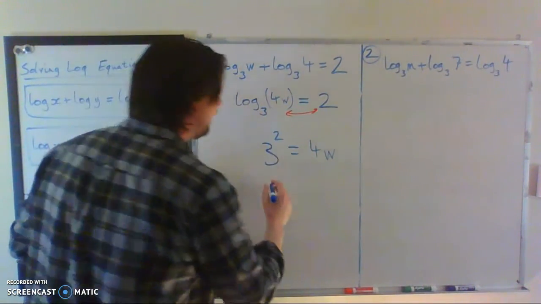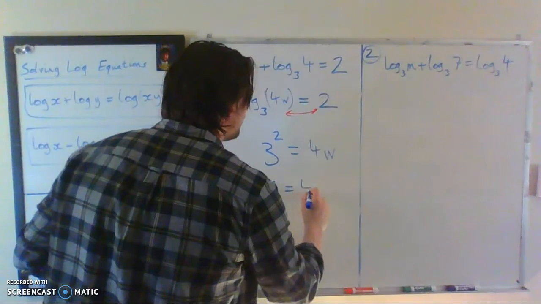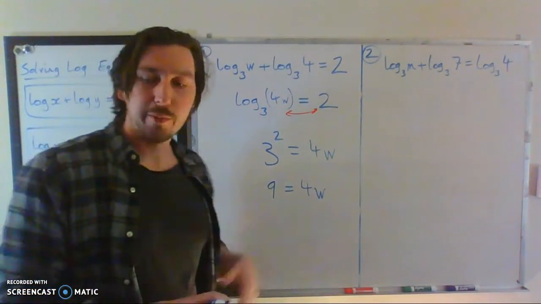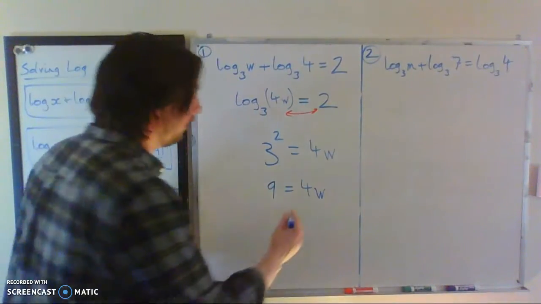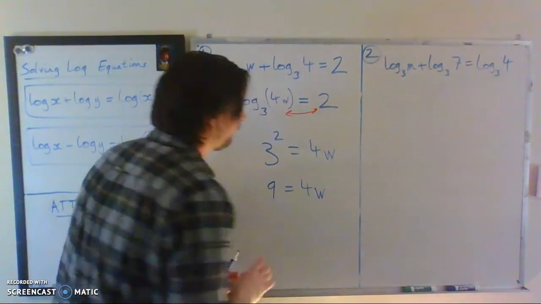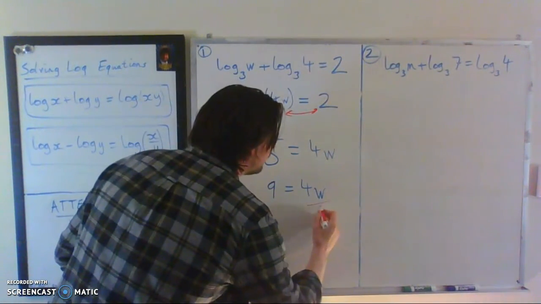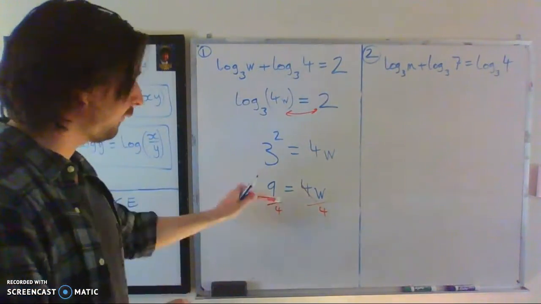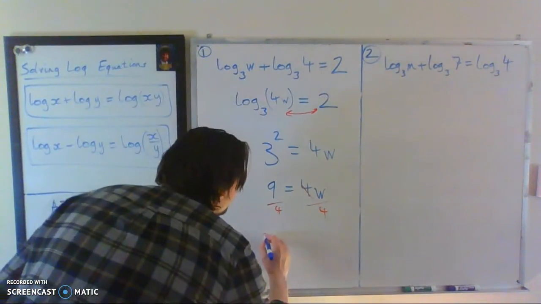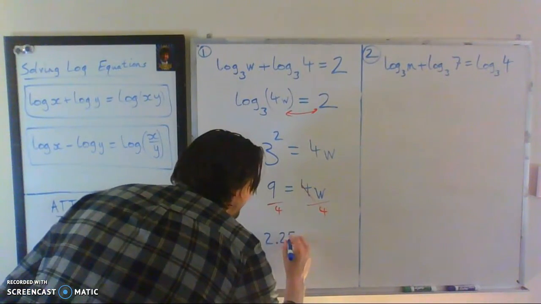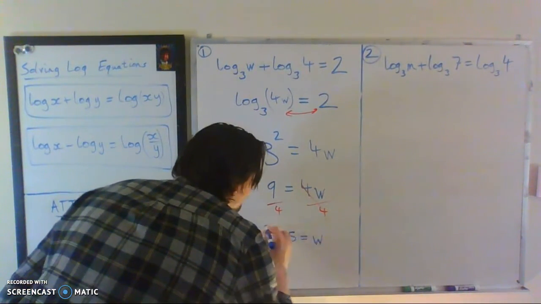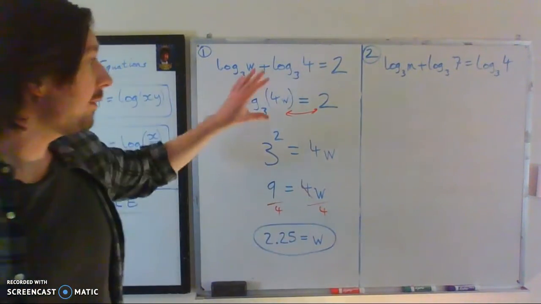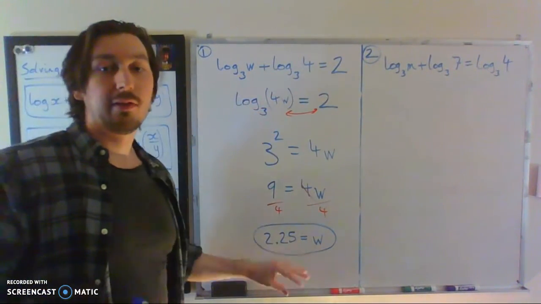So 3 squared is 9. I've got 9 equals 4w. And now I just solve for w. All I got to do is divide by 4. Gets rid of that. And you can leave that as a fraction, or 9 divided by 4 is 2.25. So that's the more complicated type. So that's number 1, and your number 3 is just like that.